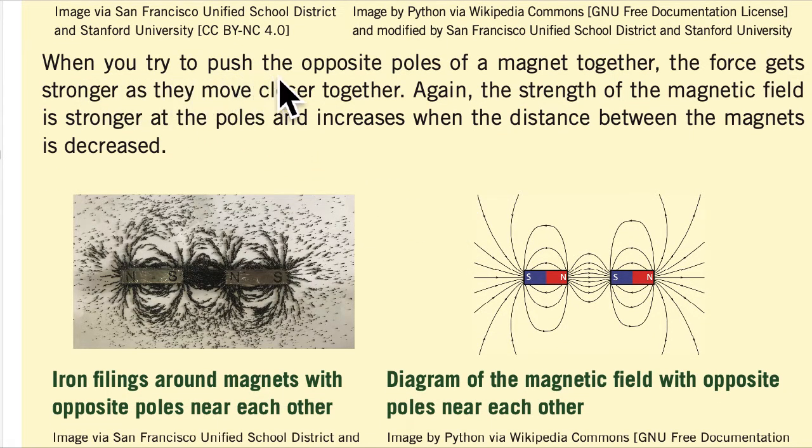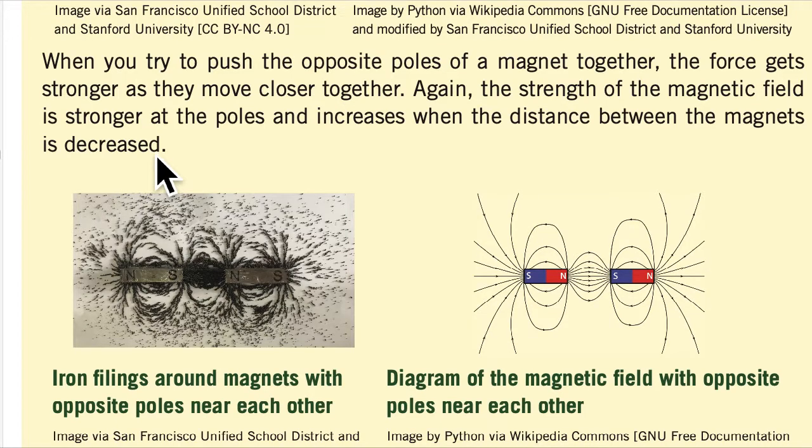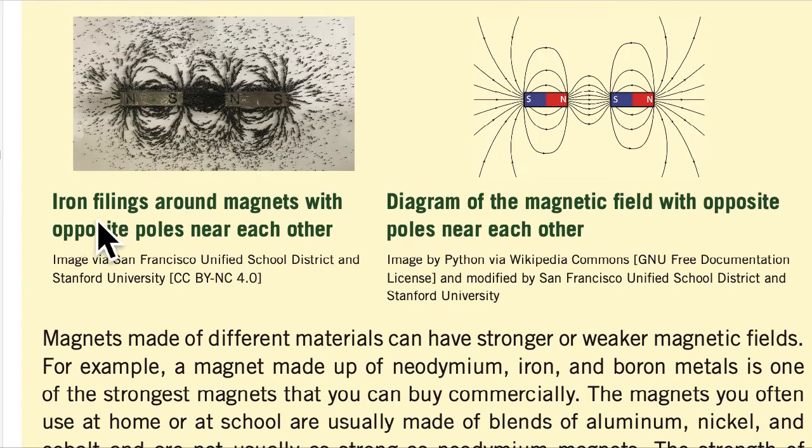When you try to push the opposite poles of a magnet together, the force gets stronger as they move closer together. Again, the strength of the magnetic field is stronger at the poles and increases when the distance between the magnets is decreased. Iron filings around magnets with opposite poles near each other. Diagram of the magnetic field with opposite poles near each other.